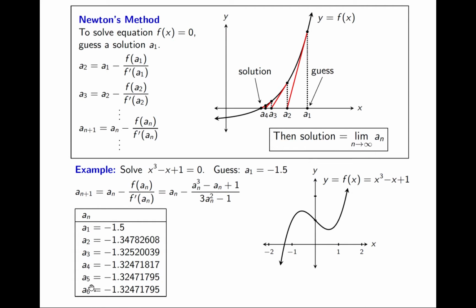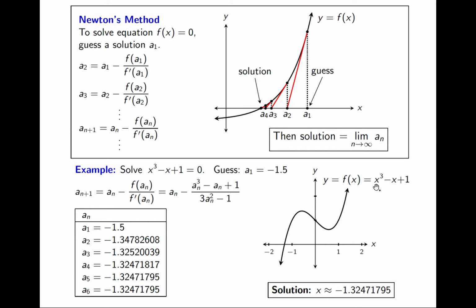Now notice that a sub 6 is exactly the same as the a sub 5 value that we have here, and there actually is a difference, but that difference occurs after the 8th decimal place. For all intents and purposes, this number a sub 6 is the solution to f of x equals 0, or x cubed minus x plus 1 equals 0, to 8 decimal places. So rather than continuing, let's say that 8 decimal places is good enough for us, and that's our solution. x is approximately equal to a sub 6, which is to 8 decimal places, negative 1.32471795.